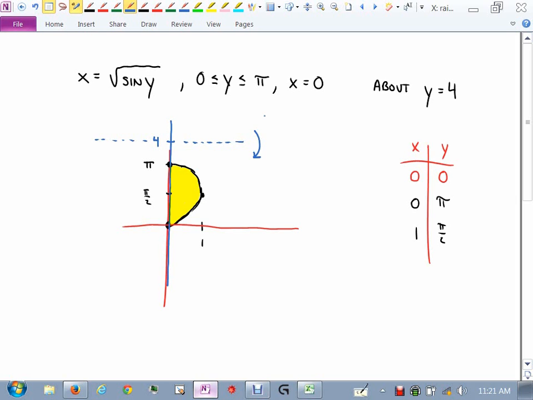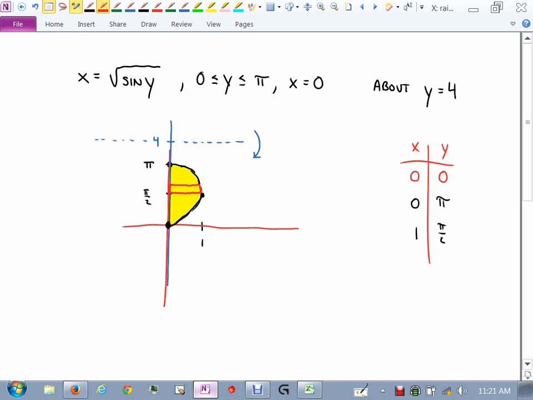Washers or shells? Does it say? Does it tell you to do it a certain way? No, doesn't tell you. Can you do washers? If you try washers, remember with washers we said your rectangle would always have to be perpendicular to your axis of rotation. And if you try and draw this right here, right? What's wrong with that? The function on top and bottom are the same. So you can't use that. So you can't use washers. So we have to use shells.